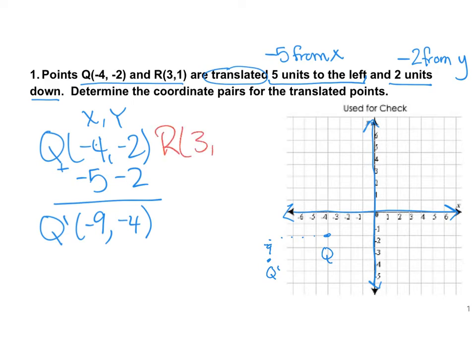R is located at 3, 1. Remember, X comes first, Y comes second. I'm subtracting 5 from my X value. I'm subtracting 2 from my Y value. This is going to tell me where R prime is.